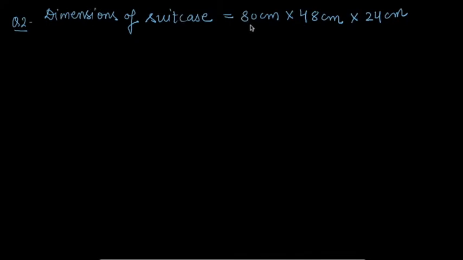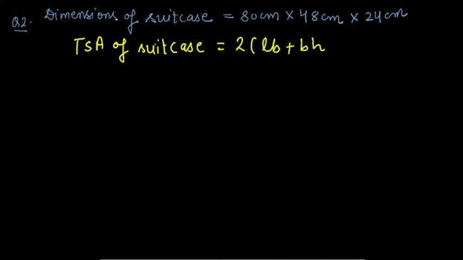Dimensions of the suitcase are already given, 80 by 48 by 24. Now how much will be the TSA of the suitcase? Why are we calculating total surface area? Because you have to cover the suitcase with a tarpaulin cloth, and if we have to cover it, we have to cover it from all sides, top, bottom and sideways. That is why we need TSA. 2 into (LB plus BH plus HL). Let's place the values. 2 into 80 into 48, because this is L, this is B and this is H. And then what we will be doing?